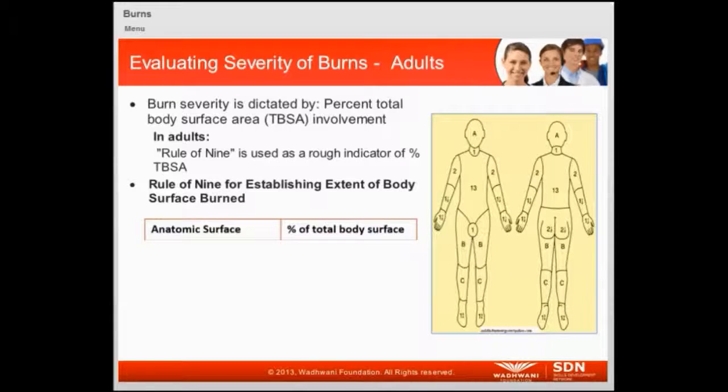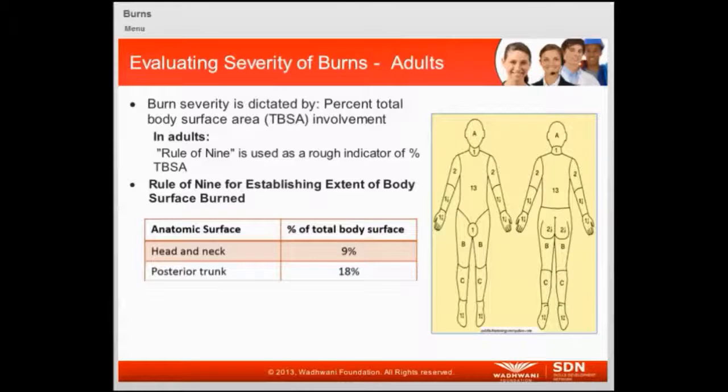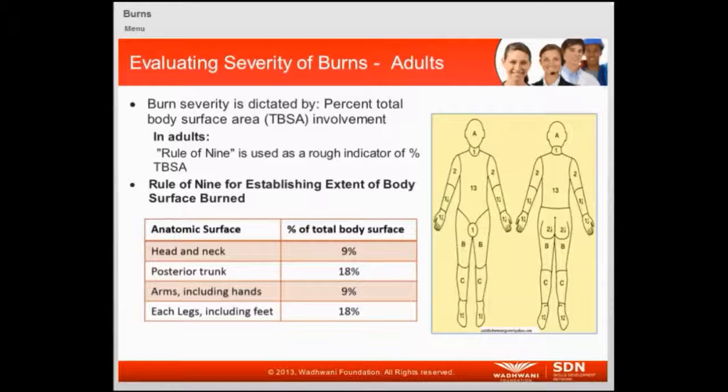Anatomic surface, percentage of total body surface. Head and neck, 9%. Posterior trunk, 18%. Arms including hands, 9%. Each leg including feet, 18%. Genitalia, 1%.